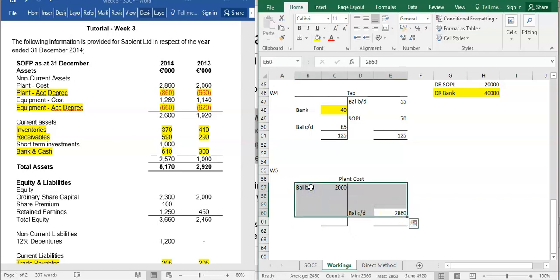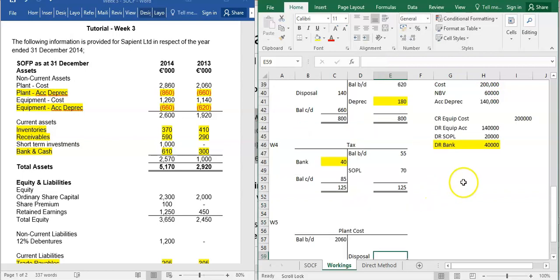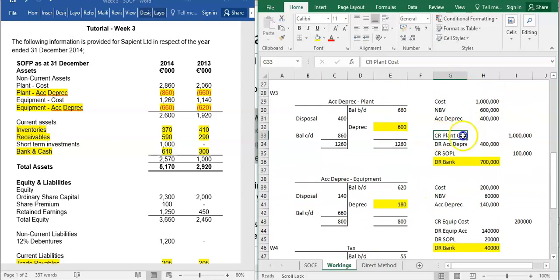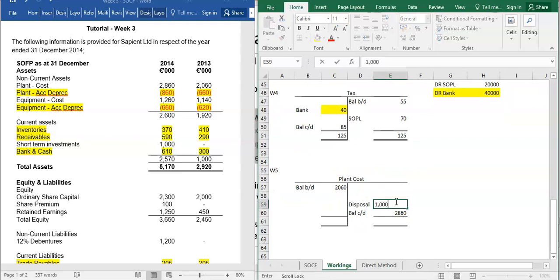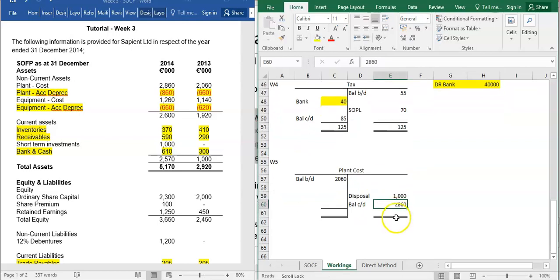Now, it's not correct to say, well, you must have bought 800,000 worth of plant, because of course what you're missing there is we disposed of plant during the year. Remember what I said up here, we had credit the plant cost 1 million. We've brought in the 400,000 accumulated depreciation adjustment. We've brought in the SOPL profit adjustment in our indirect method. We now have to bring in the 1 million and the 700,000 as the disposal proceeds. So the disposal there is 1 million. So actually this is 3860.